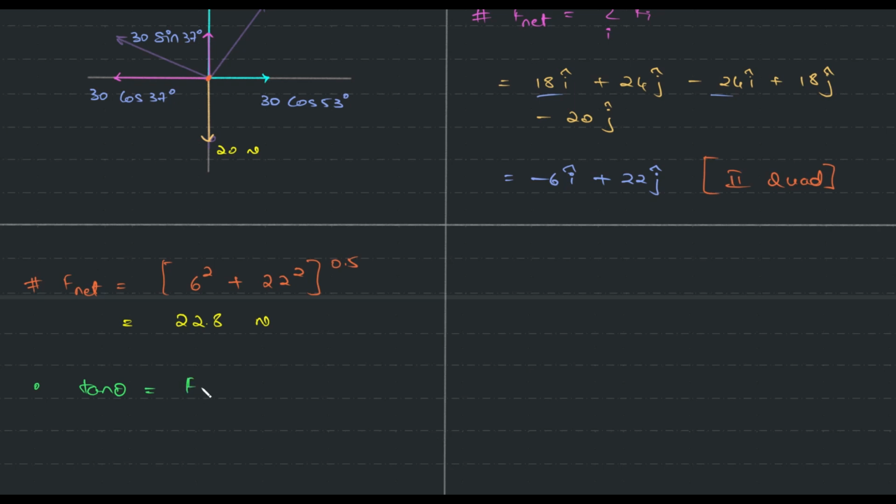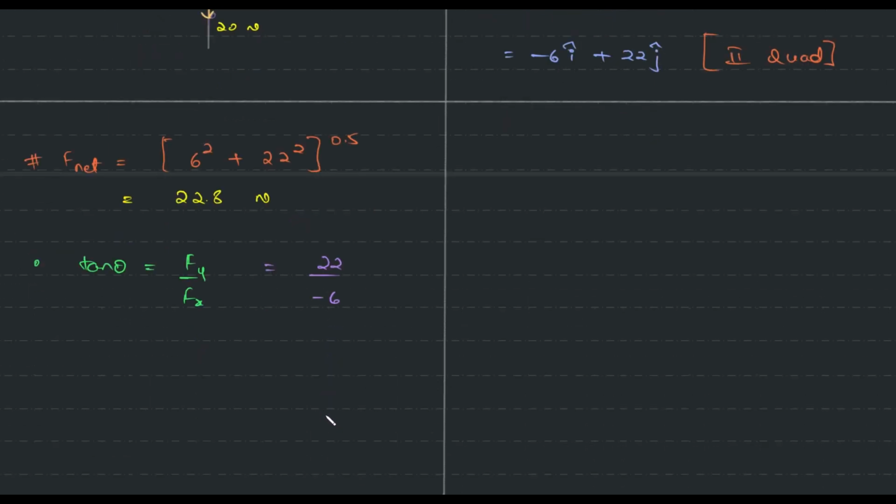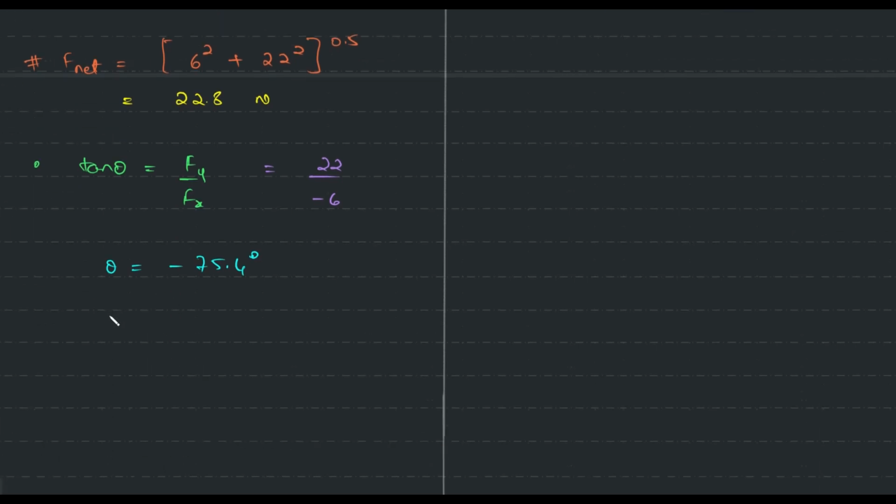So we have the angle, Fy by Fx. Fy is 22, Fx is minus 6. So theta is equal to tan inverse of a negative value, so negative of tan inverse of 22 by 6, which is minus 75.4 degrees. Okay. So all of these angles are measured with respect to the positive x axis.